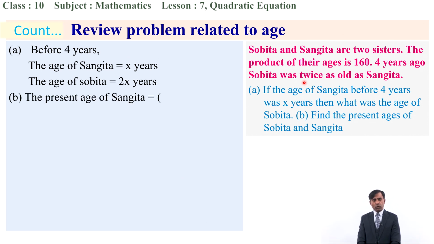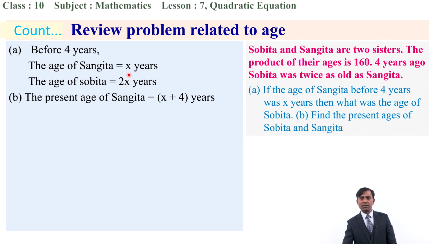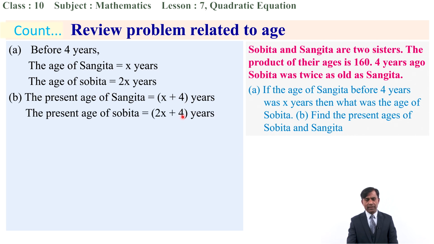Number B: we have to find the present ages of Shobita and Sangeeta. Four years ago the age of Sangeeta was X years, so at present her age is X plus 4 years. Similarly, four years ago the age of Shobita was 2x years, so at present it is 2x plus 4, adding 4 to 2x. That's the present age of Shobita.